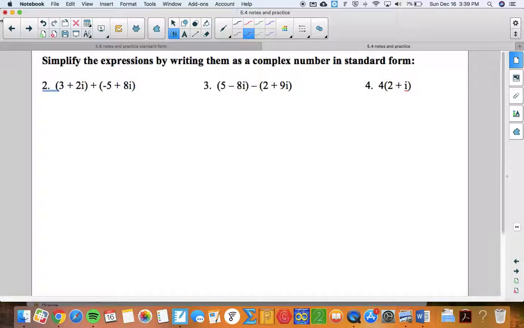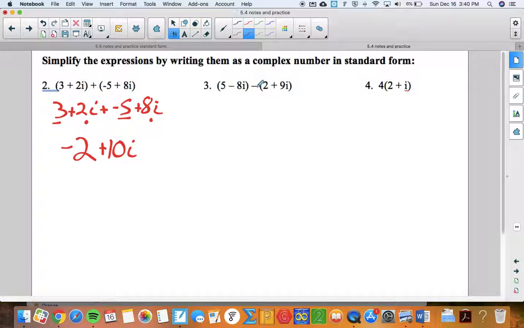All right, let's simplify the expressions by writing them as complex numbers in standard form. So here we are adding. When I add, really I could just drop the parentheses. We're adding the left clump with the right clump. Or maybe just mentally drop the parentheses, don't let the parentheses confuse you. I can combine those two integers to get -2. I can combine these two imaginary numbers to get 10i. So the final answer is -2 plus 10i.